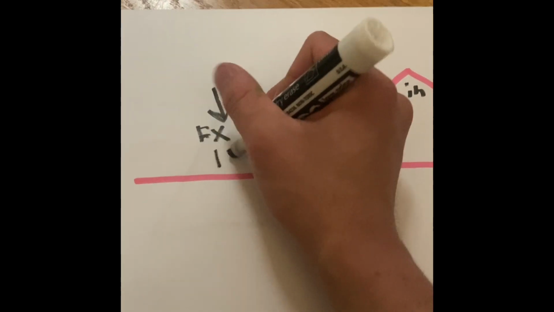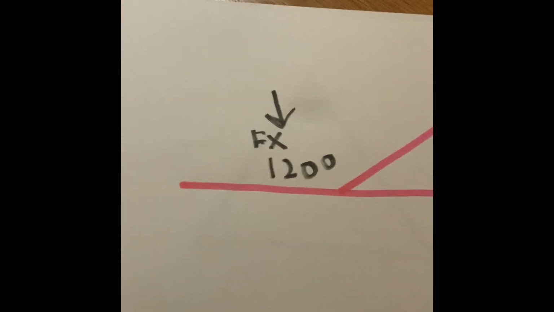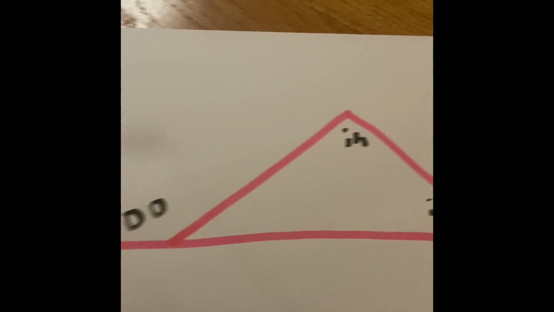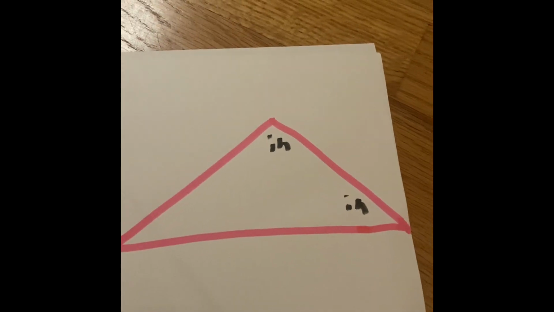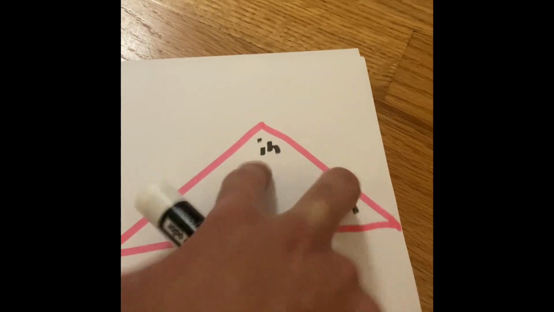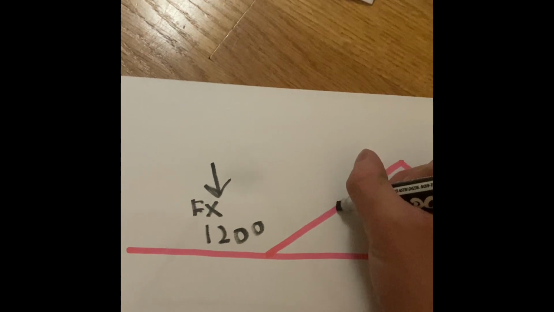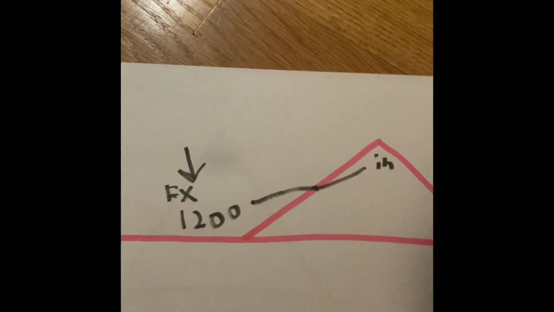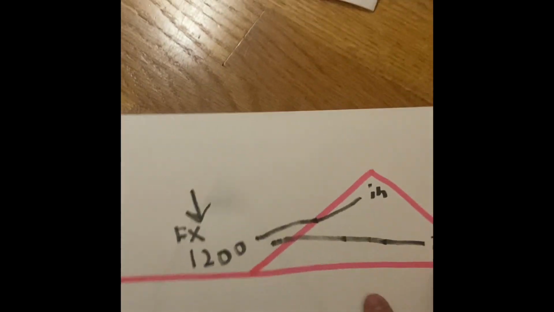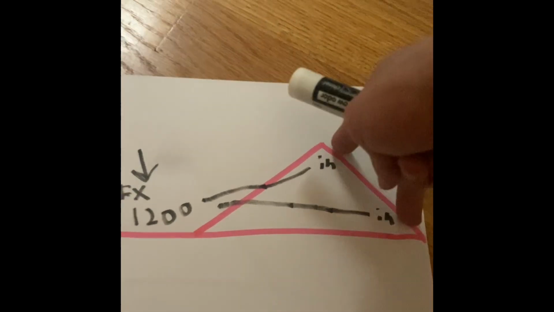Assuming that this is 120 degrees as an obtuse angle, this is an exterior angle. The interior angles are called remote interior angles as well. Therefore, this has to be equal to 120, the sum of these two combined.